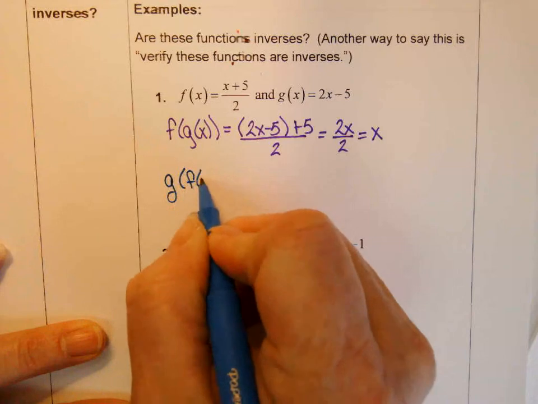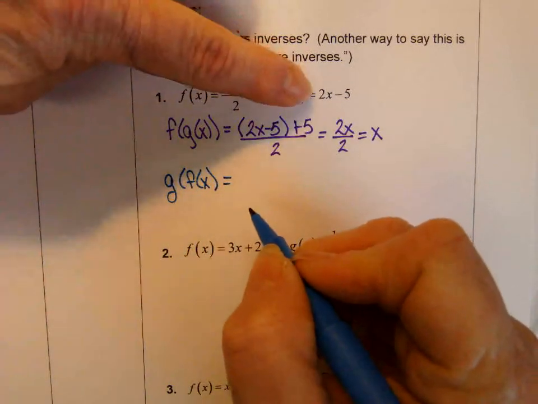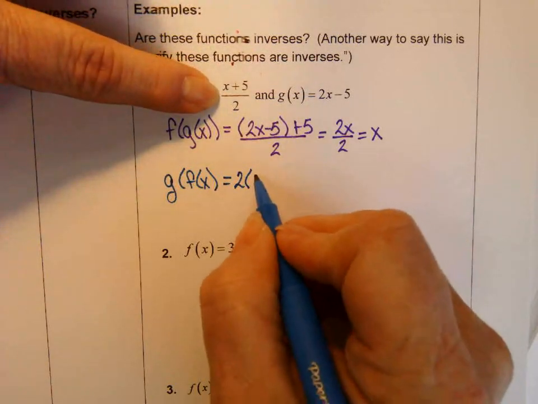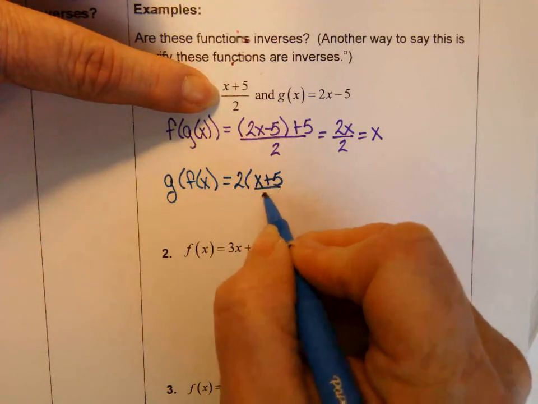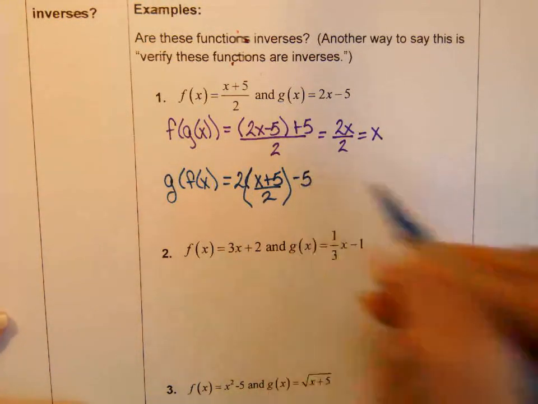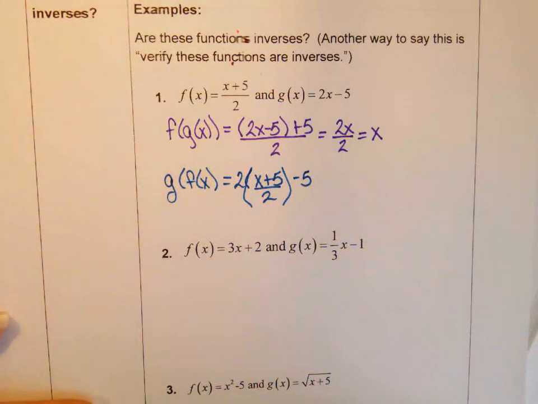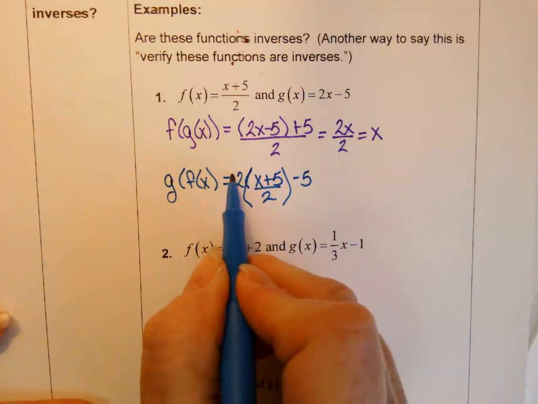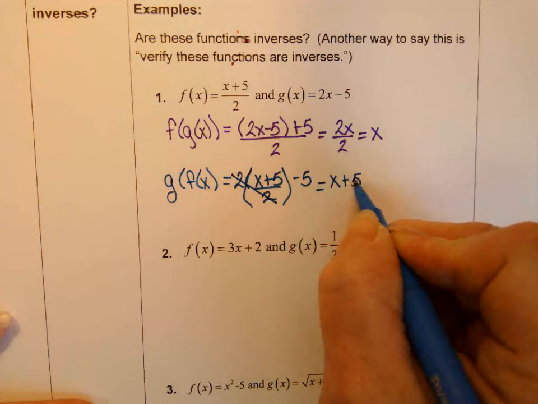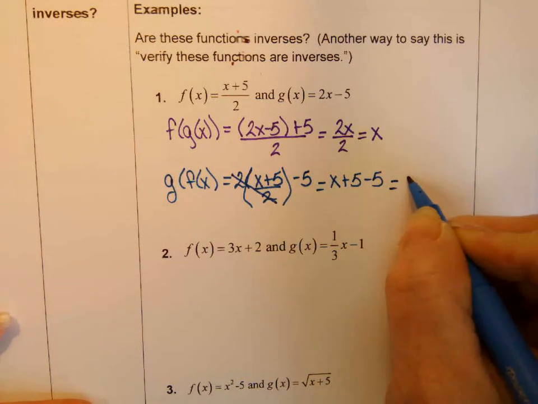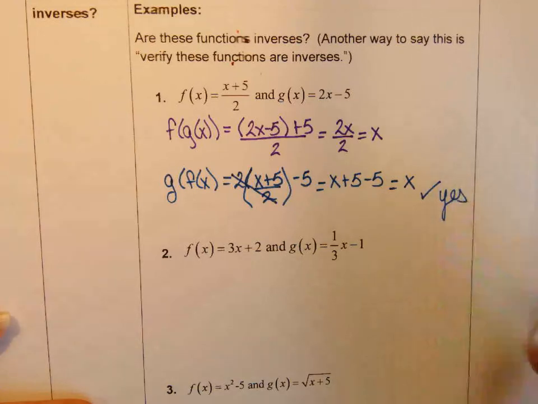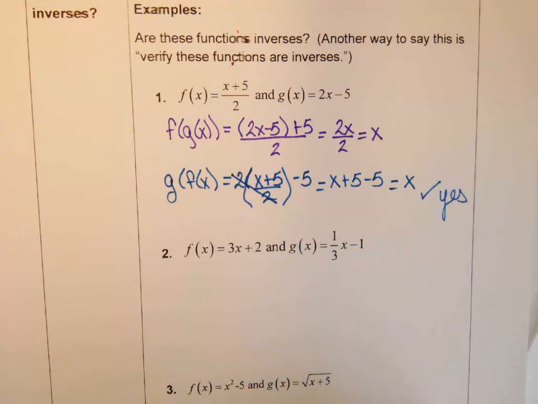G of f of x. Start off with g. So 2 times, and replace x with f of x, (x plus 5) divided by 2. Don't forget to write down all of g. That minus 5 is important. Okay. The 2 and divided by 2 cancel. So I have x plus 5 minus 5. 5 minus 5 is 0. So this is just x. Yes. Both compositions equaled x.